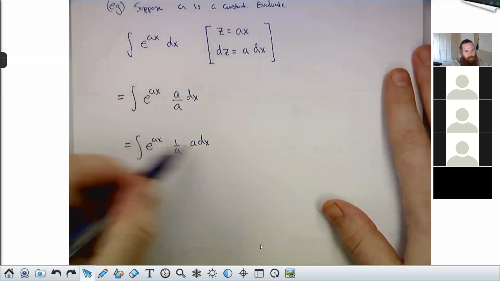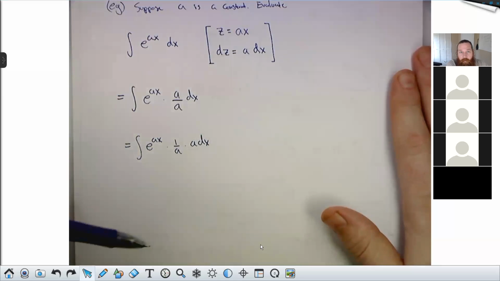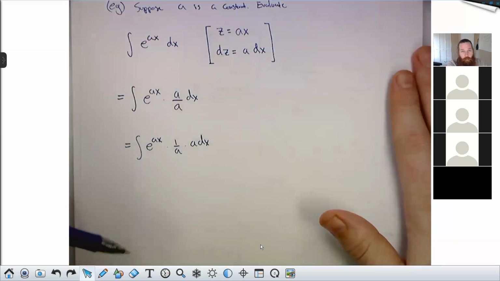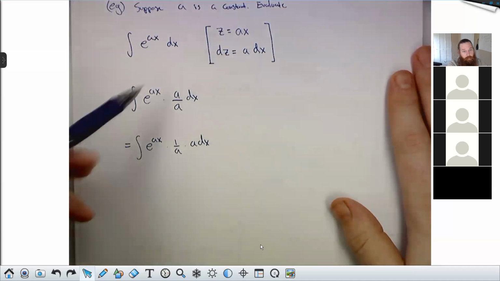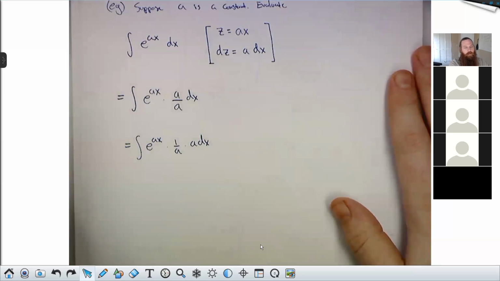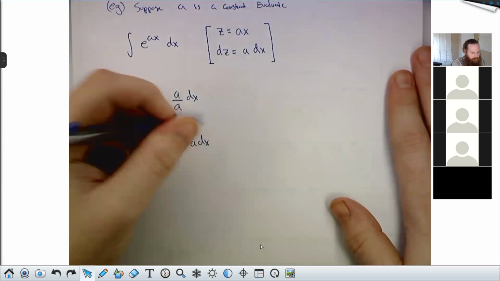Notice I haven't plugged in any z's or dz's yet. Never mix your variables. I'll say this again, never, ever mix variables in an integral. Just don't do it. Okay. This piece is dz.